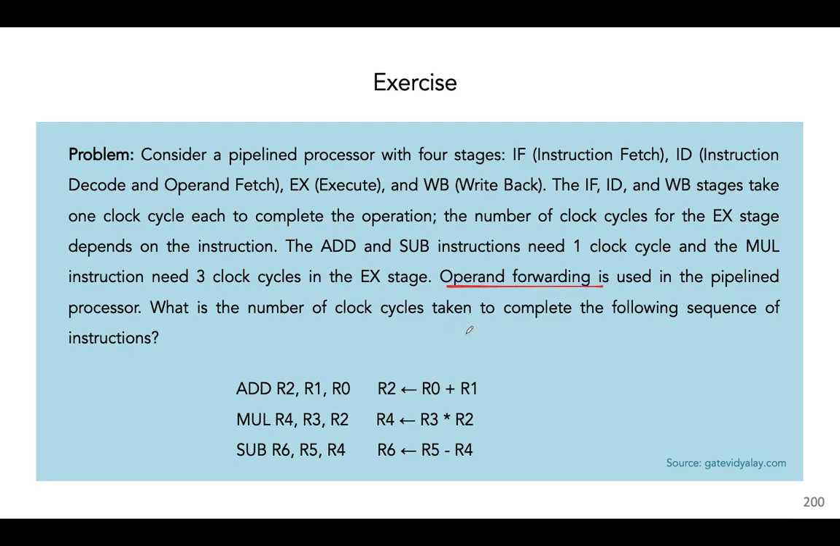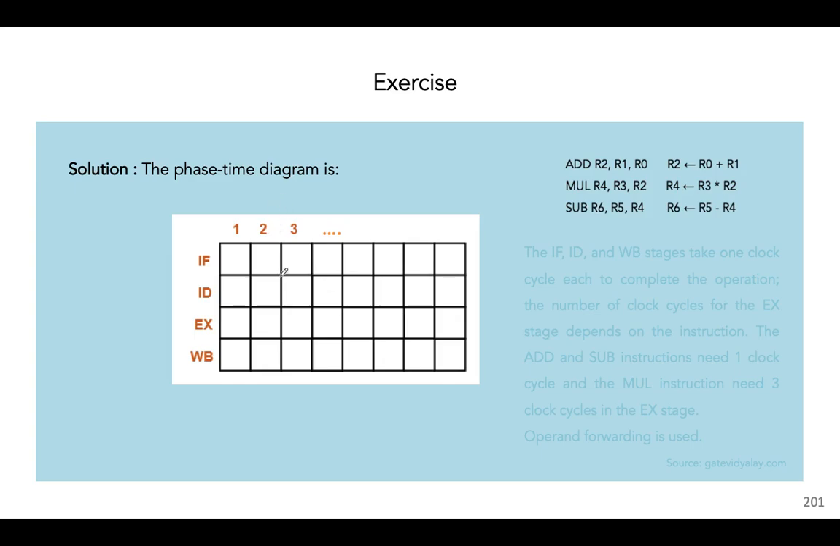What is the number of clock cycles taken to complete the following sequence of instructions? So these are the 3 instructions that we are supposed to perform using a pipeline. The number of stages are given. We have 4. Number of clock cycles for each of these stages is also given. We have to calculate the number of clock cycles required. We have already done these kinds of questions in the previous videos where clock cycles were to be counted, and as you might remember, we used a phase time diagram. So this is the kind of table we are going to draw. These are the stages of the pipeline given in the question itself, and here we are going to count the number of clock cycles it requires.